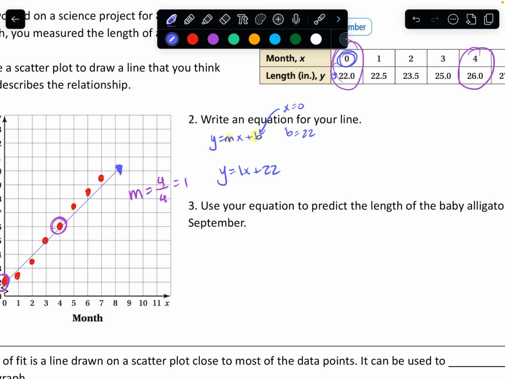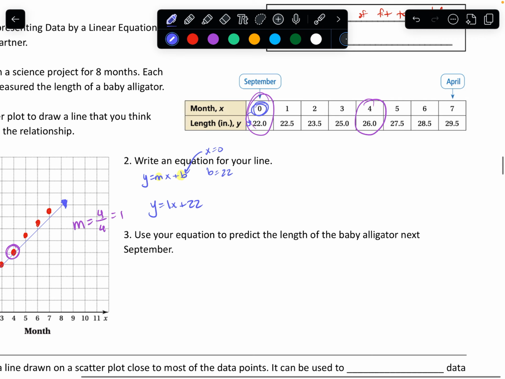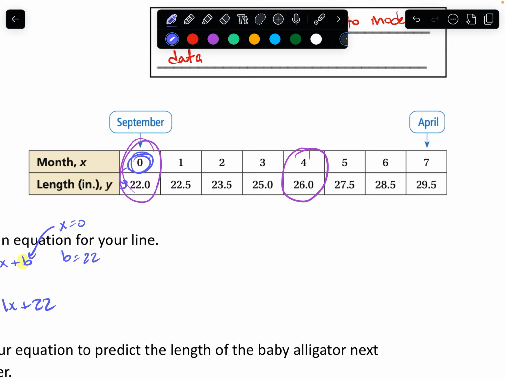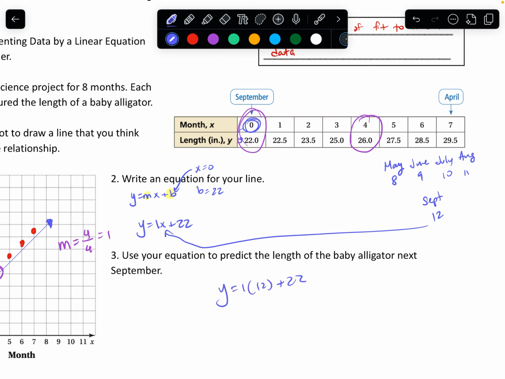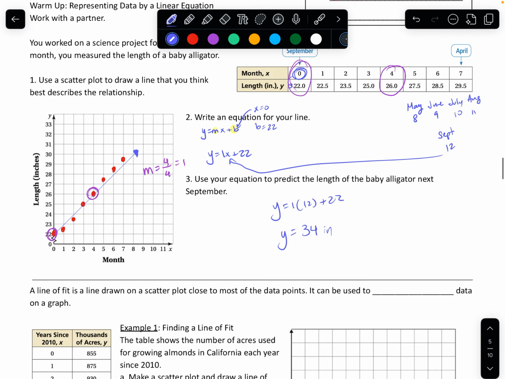All right, now number 3, it says use your equation to predict the length of the baby alligator next September. Okay, well, let's take a look. So if September is 0, April is 7, that means May is going to be 8, June is going to be 9, July 10, August 11, and September is going to be 12. So that means I'm finding when x is equal to 12, right? So what am I going to do? I'm going to plug this in right here. So y equals 1 times 12 plus 22, and y is equal to 34 inches. So that is what a line of fit is best used for. It's best used to predict based off of the data that you are given.